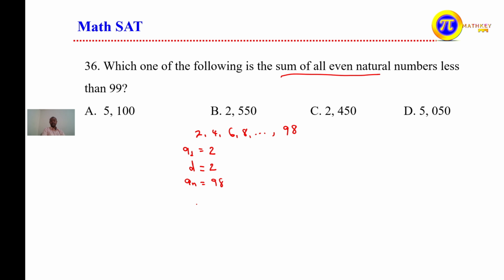Since this is given, what is the sum of this? The sum of the first n terms is equal to n over 2 times (twice a_1 plus (n minus 1) times d).